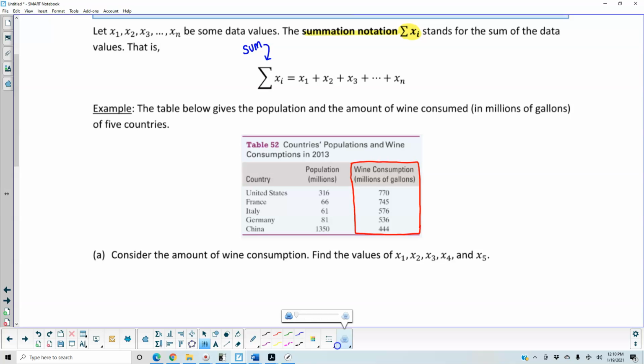we're going to let x1 equal 770, x2 is going to equal 745, x3 is equal to 576, x4 is equal to 536, and x5 is equal to 444.